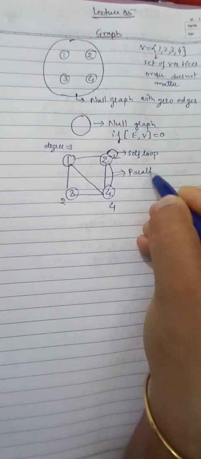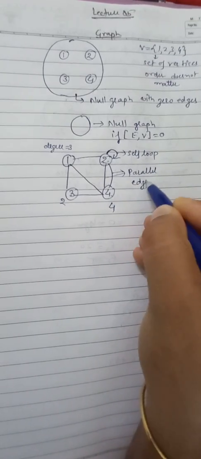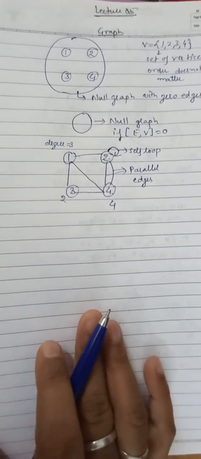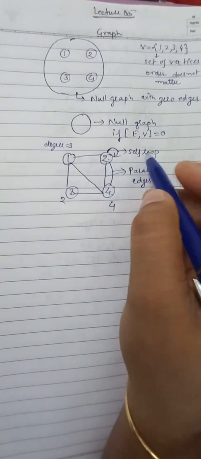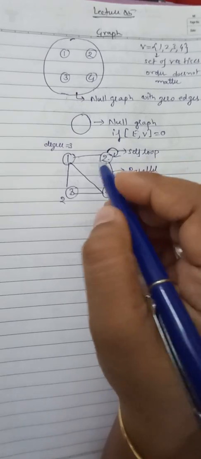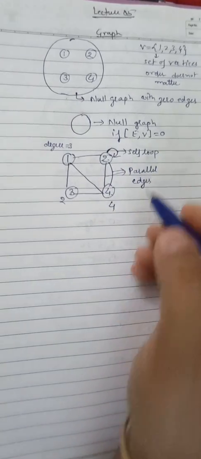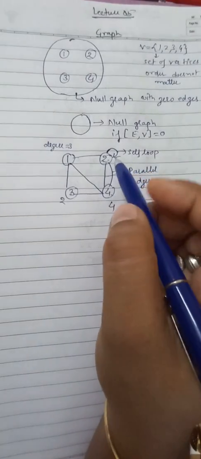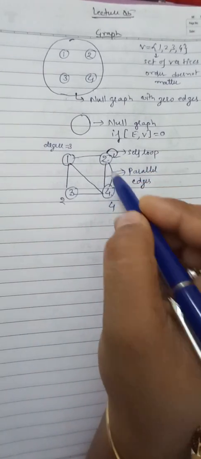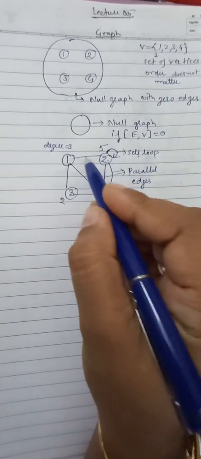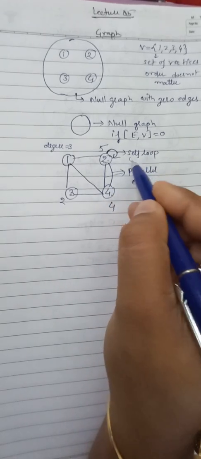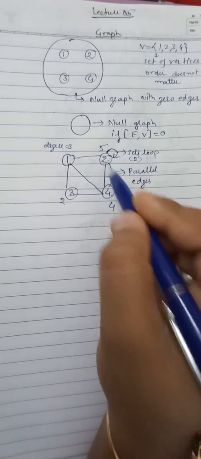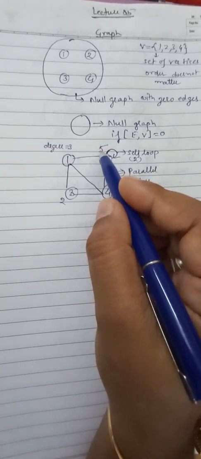So its degree is 4, and these are called parallel edges, and this is a self loop. So it will get counted like 2. How much will the degree be? 1, 2, 3, 4, 5. 1, 2, 3, and the self loop counts as 2. So 1, 2, 3, 4, and 5. So degree will be 5.